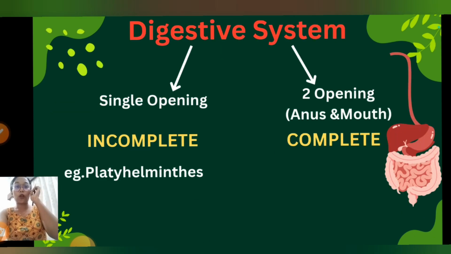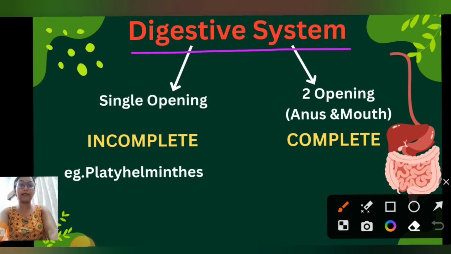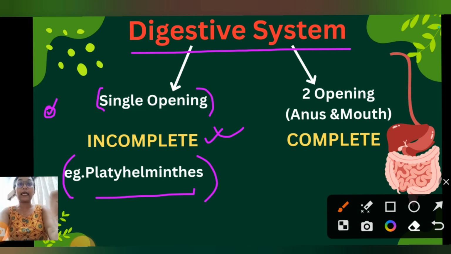Based on the digestive system, it has been classified into two. Let's just consider the digestive system. A digestive system having a single opening, meaning one particular opening that acts as both mouth and anus, means it is incomplete. Where can you see it? In platyhelminths you can see an incomplete digestive system. And in the other case we have two openings, both mouth and anus, so we have a complete digestive system.